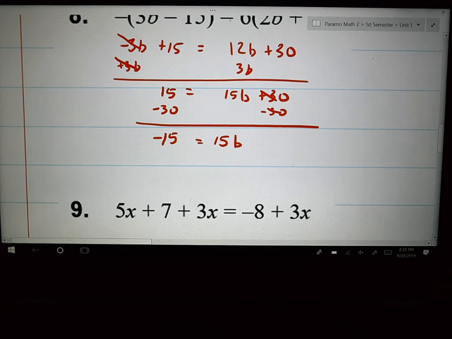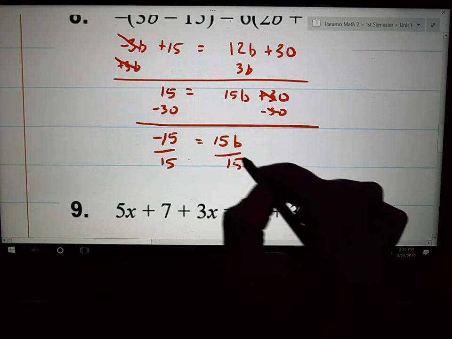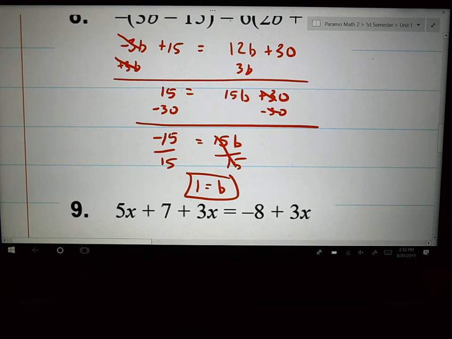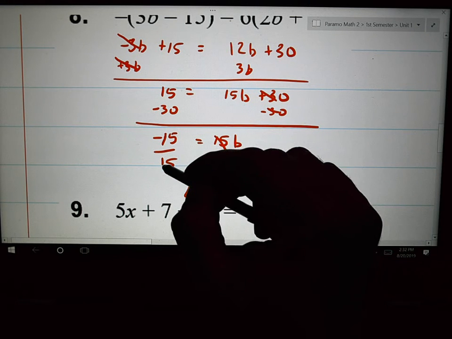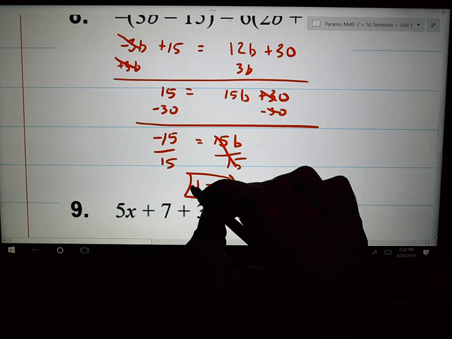And then, since 15 is multiplying the b, I would divide by 15. Oh, so close, Mr. Paramo. Negative divided by a positive is a negative. -1 for the answer.